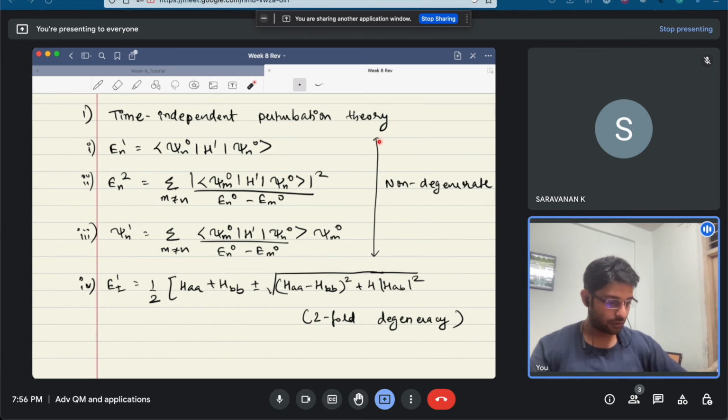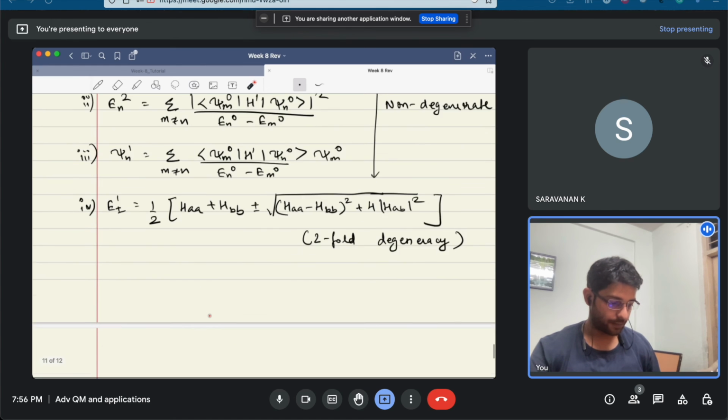So these first three were for the non-degenerate case. And then once you have the degenerate case, let's say for twofold degeneracy, you can easily keep this in mind. I'm missing a bracket here. Okay. So for two states having the same energy, that is psi 1 and psi 2, let's say H psi 1 is giving you E psi 1 and H psi 2 is also giving you E psi 2, which is a twofold degeneracy, then this is the formula that you need to consider.